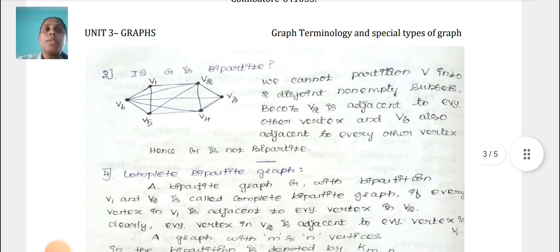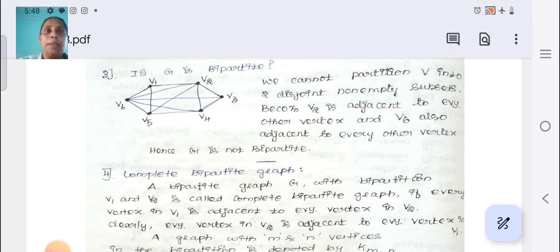Okay, here we are going to see the third example. In this third example, is it bipartite or not? We cannot partition V into disjoint non-empty subsets because V2 is adjacent to every other vertex and V6 also is adjacent to every other vertex. Hence, G is not bipartite. Okay. So, next we are going to see about the complete bipartite graph. First, in this bipartite graph, we partition into two, we get the original graph.